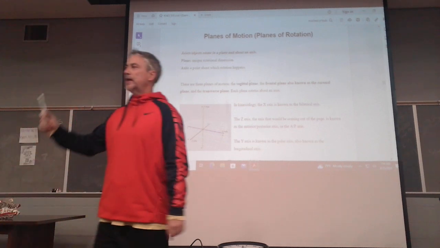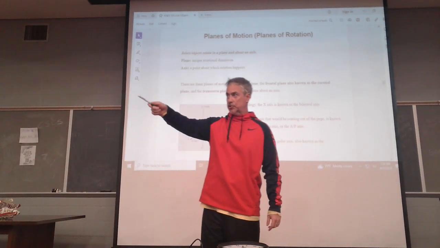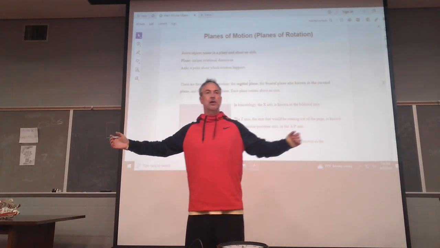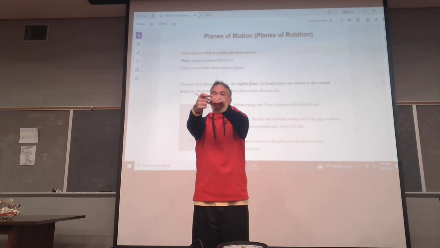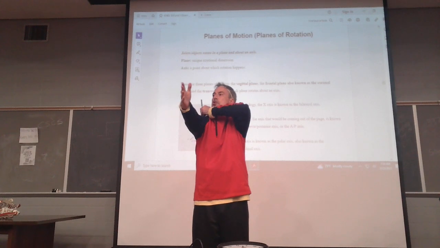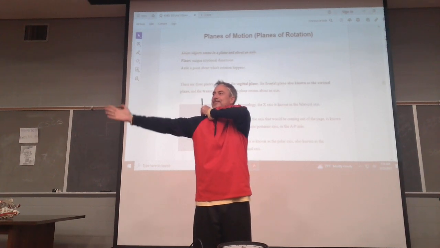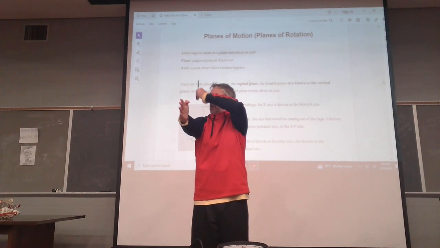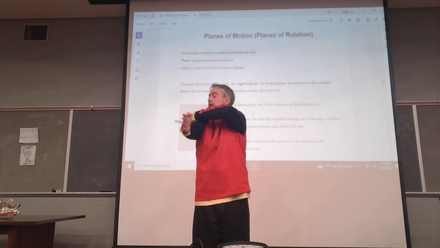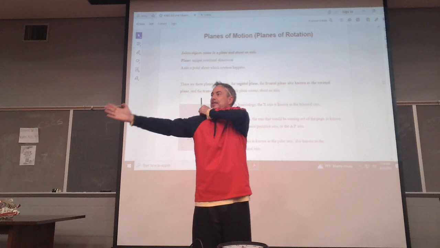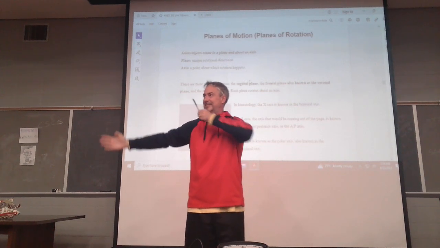So I'm going to answer your question like I think your question is, just correct me if I'm off, okay? So what would this kind of motion be in terms of a plane? This would be transverse, right? Not anterior, posterior, that'd be here. Not bilateral, that would be here. Top to bottom, right? Good.